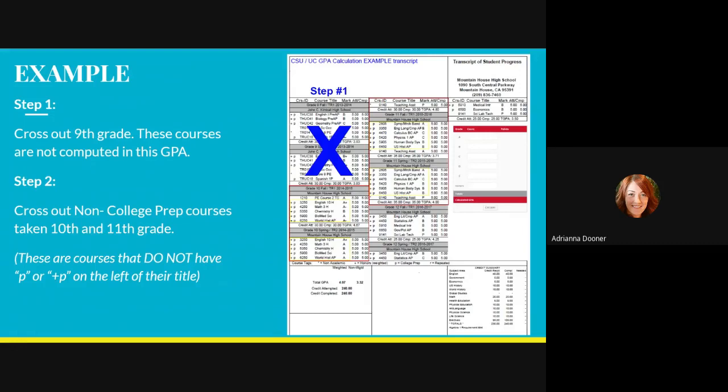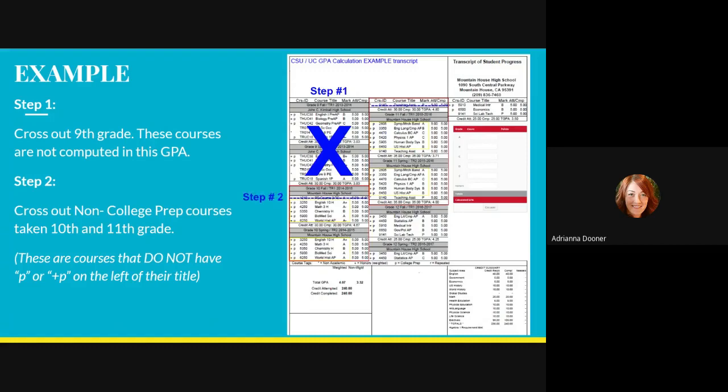So first, for organizational purposes, I tell my students to just cross off that 9th grade box so you don't accidentally start adding those into your calculation. And then you're also going to go through and cross off anything that's non-college prep. So let's go back one. You'll notice that there's no P in this far column next to this PE Course 2 class. So that's why that class is getting crossed off.